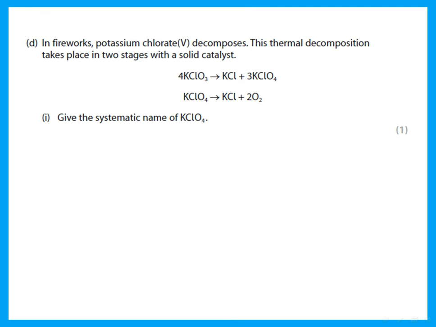In fireworks, potassium chlorate decomposes. This thermal decomposition takes place in 2 stages with a solid catalyst. Give the systematic name of KClO4. What do you think would be? The KClO3 is potassium chlorate. The KClO4 has the chlorine with +7, so its systematic name is potassium chlorate(VII). So instead of potassium chlorate(V), which is the KClO3, it is potassium chlorate(VII) because the chlorine now has an oxidation number of +7.